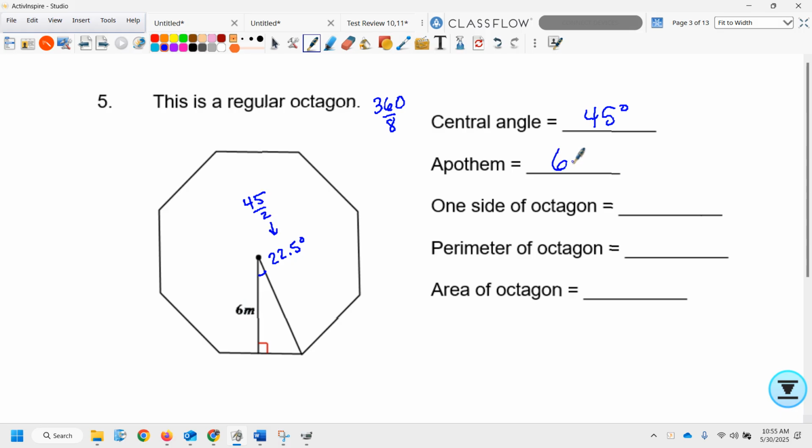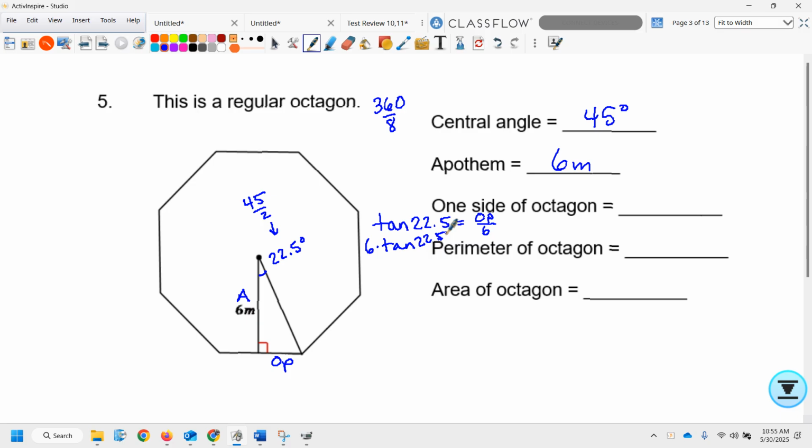I don't know the one side, right? So this is opposite. So when I'm given the apothem, which is A, and O, I'm going to use tangent. So for the one side, this time I'm going to use tangent. So tangent of 22.5 is equal to O over A. So O over 6. So 6 times tangent of 22.5 gives me 2.5.